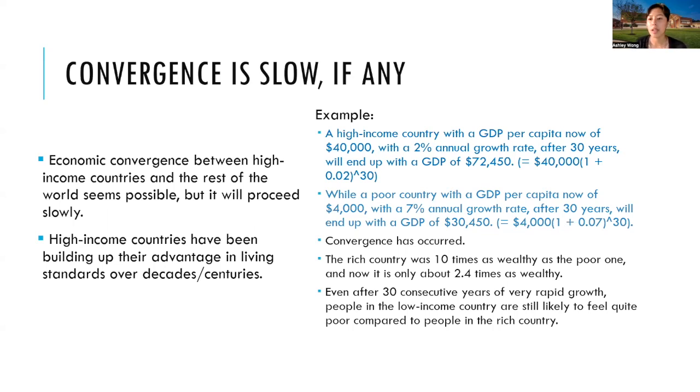And this is because high income countries have been building up their advantage in living standards over decades and centuries. So countries like the UK, the US, all of these countries that went through the Industrial Revolution have been essentially building up their advantage in terms of productivity and standard of living since then. And that compounding growth has put them very far ahead of some low income countries. So, in order for these low income countries to catch up, it could take a very long time.